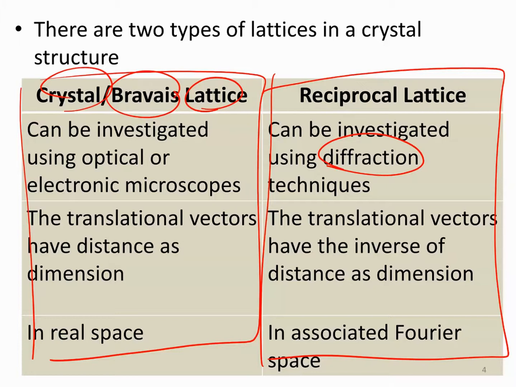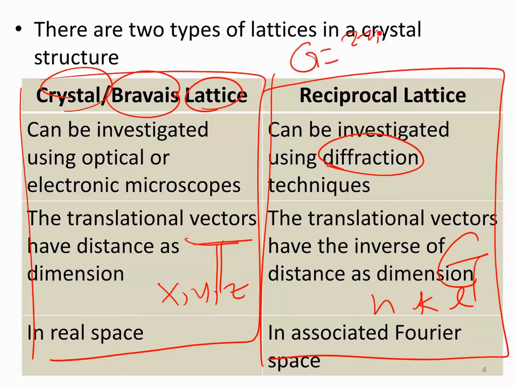For the real lattice, the translational vector has distance as its dimension, so we normally use t. For the reciprocal lattice, the translational vector has inverse of distance as its dimension. Normally we use g. For the real lattice the coordinates are x, y, z, and for the reciprocal lattice the coordinates are h, k, l. And the relationship between reciprocal and translational vectors, in the simplest way, is g equal to 2 pi over t, or g equal to 1 over t.